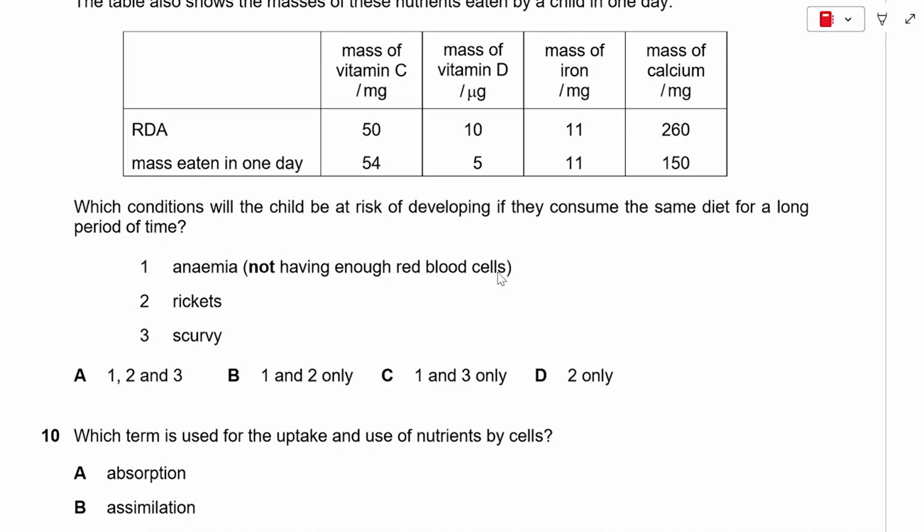1, anemia, not having enough red blood cells. 2, rickets. 3, scurvy. Alright, so scurvy is due to lack of vitamin C. Rickets is due to lack of vitamin D, and anemia would be due to lack of iron. So from here, we can see that the child had enough vitamin C. We don't expect them to develop scurvy. Then they also got sufficient mass of iron, which means we don't expect them to have anemia. They have less calcium in comparison to the required daily intake, and also less vitamin D in comparison to the required intake. So we expect that they will develop weak bones, which can result in rickets. So our choice here will be D.